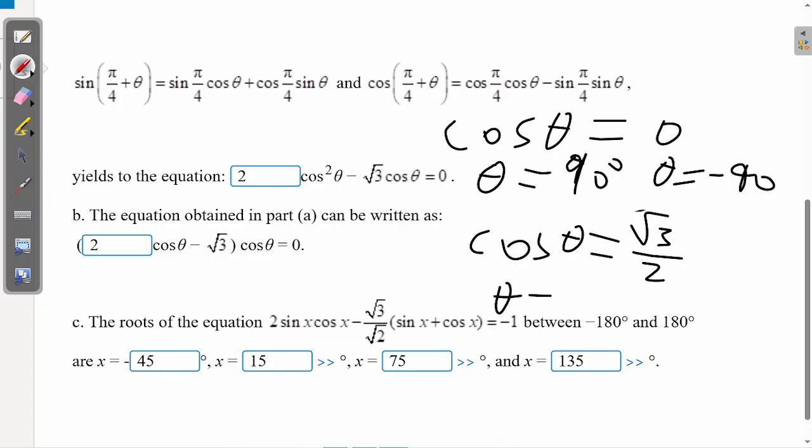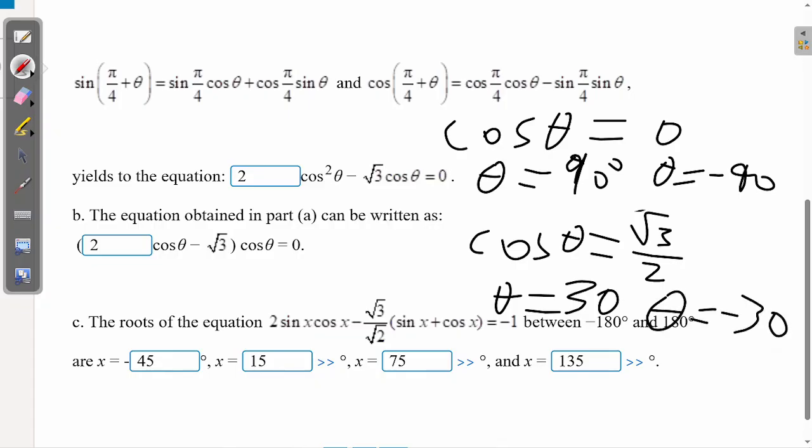Now let's do the same for the second angle. You get theta is going to be equal to 30, and then we do the same, because if you do 360 minus 30, you get 330, which is not in the range, so you get theta is equal to negative 30 as well.